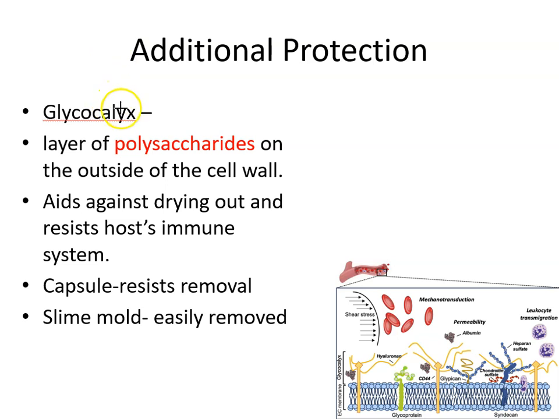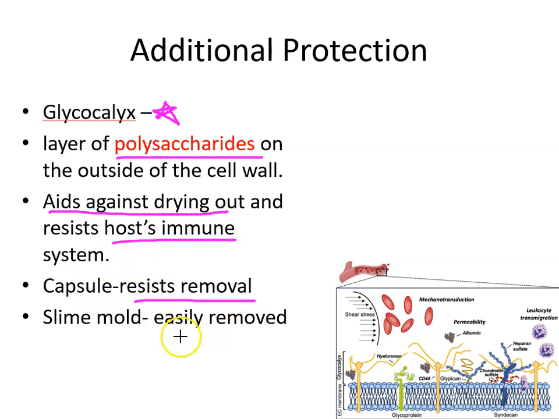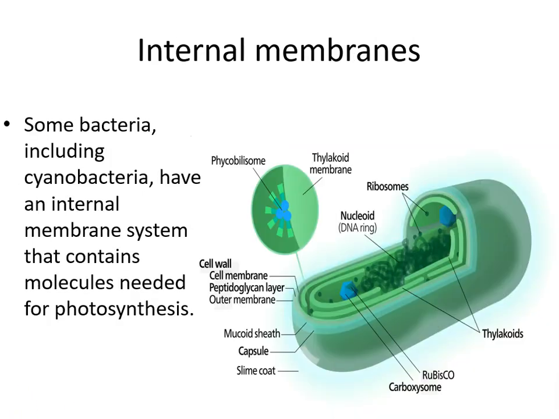The glycocalyx is a layer of polysaccharides. This is a term you don't really hear about in 9th grade biology, so I would make a note card about this. This is a layer of polysaccharides on the outside of the cell wall, and it aids in resisting drying out and resisting the immune system. The capsule resists removal. And this is an example of what the glycocalyx looks like right here. There are a lot of different factors on the outside that help a cell survive.